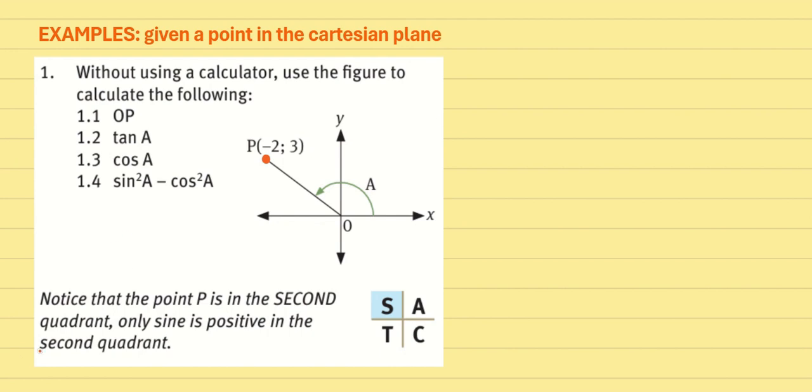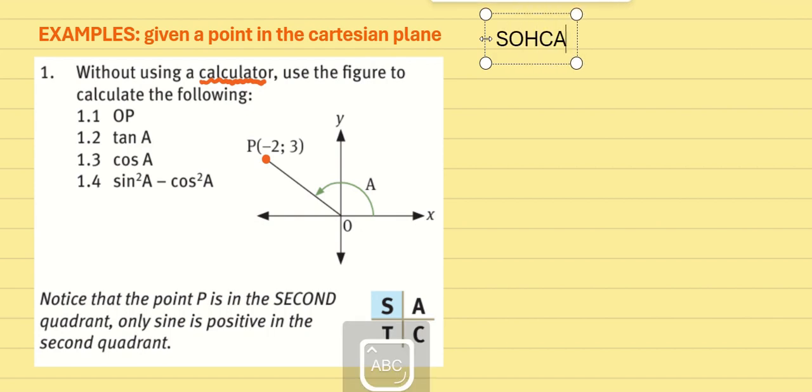And they tell us that without using a calculator, my favorite phrase, use the figure to calculate OP, which is of course the line over there. Use it to calculate tan A, cos A, and then sine squared A minus cos squared A. Now of course we know for our trig ratios we need to have certain values. We need to either have adjacent, hypotenuse, or the opposite side, and so we need to remember our acronym, so SOHCAHTOA. Okay? Without this it becomes very difficult to remember which sides go with which ratio.